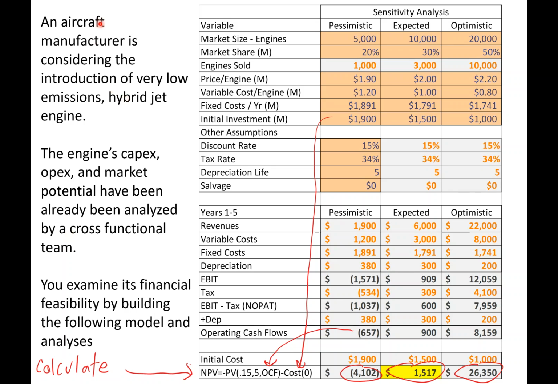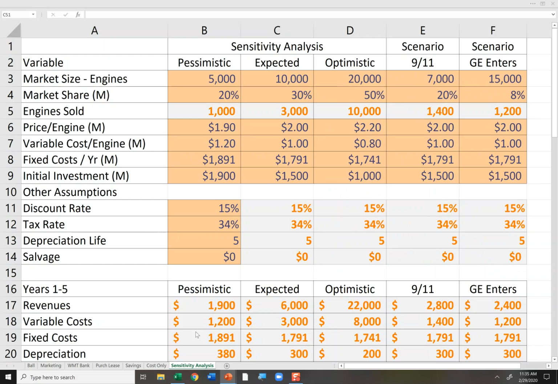This is an airplane manufacturer considering the introduction of very low emissions hybrid jet engines. The engine's CapEx, OpEx, and market potential have already been analyzed by a cross-functional team. You examine its financial feasibility by building the following model and analyses. So here's your model. You develop pessimistic, expected, and optimistic scenarios.